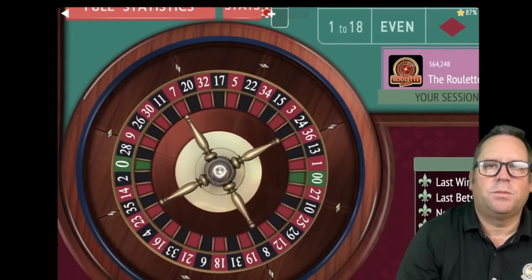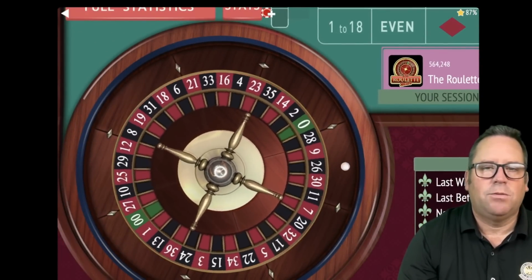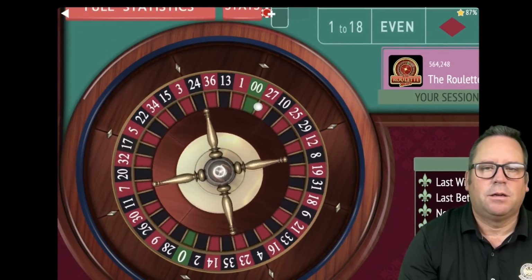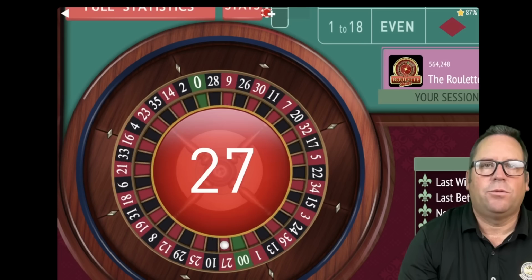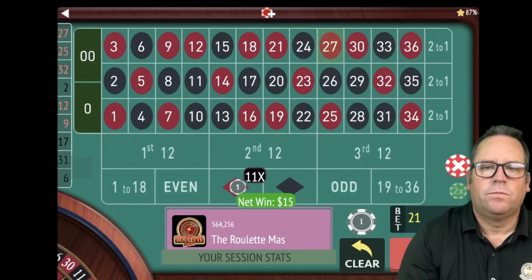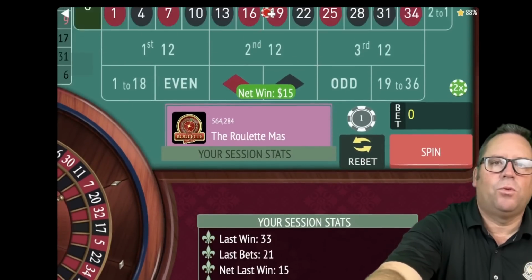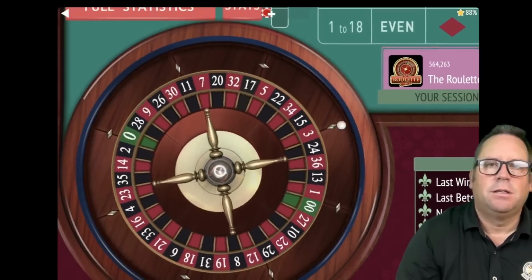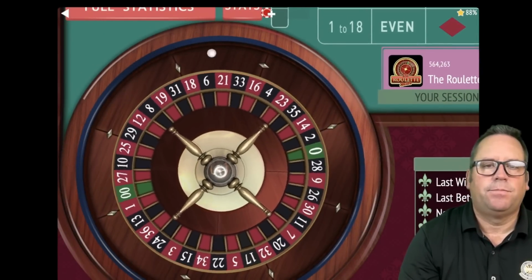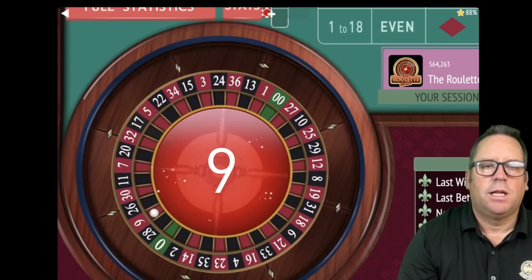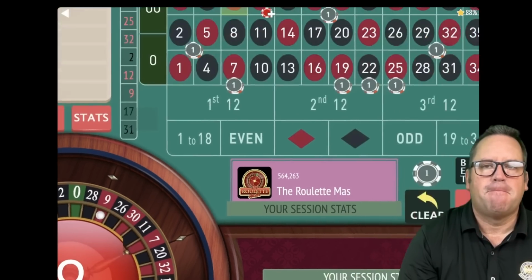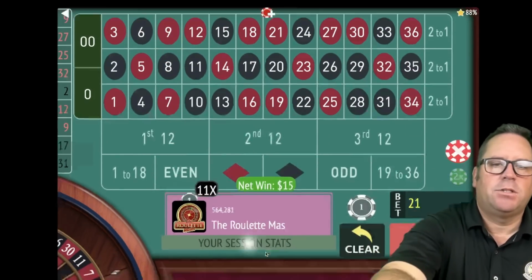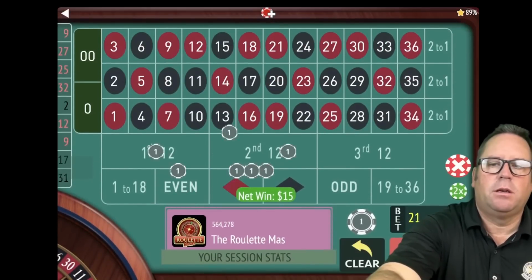Okay, let's go ahead and spin. And let's see what we get here. That's a 27 red. That's a nice $15 win. Now we're up 186. No more bets. Let's rebet and spin again. That's a 9 red. That's a nice street win. We're up 201. No more bets.